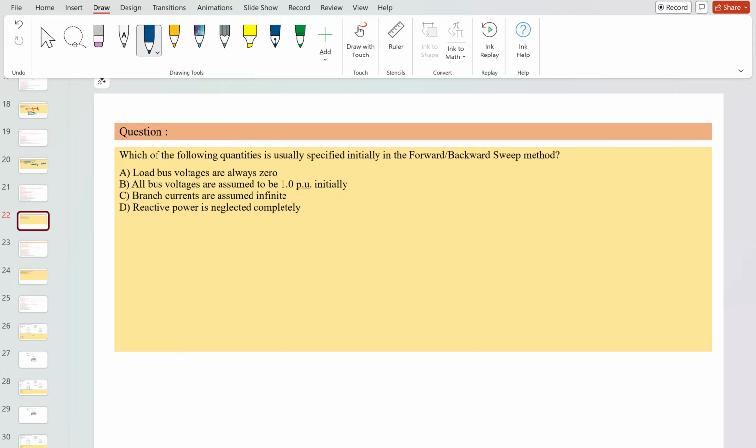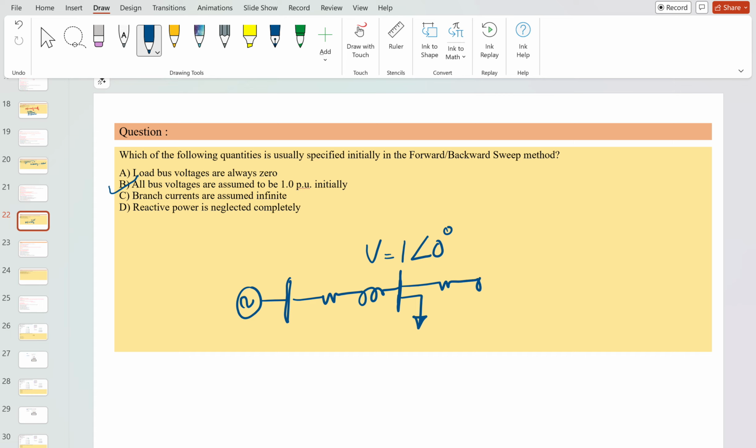So that's true, all bus voltages are assumed to be 1 pu. Usually when the voltages are not given at the buses, we assume the voltage is equal to 1 angle 0 degree. Let's take one example. Suppose there is one generating source, and there is one load connected here, load one, and then you have an RX, and then it is connected to load two.